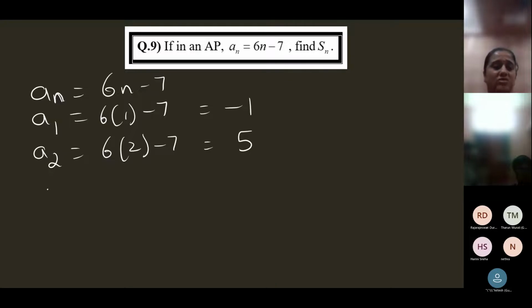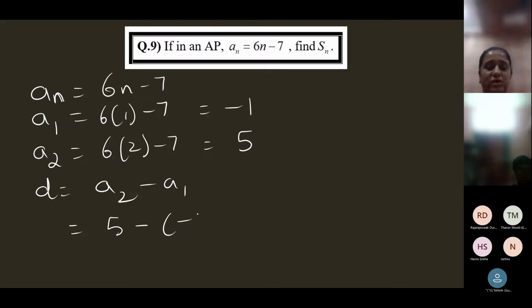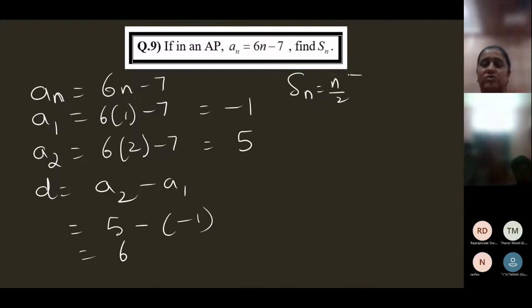This is enough. What is the common difference? A2 minus a1. Second term minus the first term is the common difference. So that is equal to 5 minus minus 1. So 6 is the common difference. Done. So now what is Sn? Sn is equal to, you can use anything. You can use n by 2 of the first term plus the last term. Or you can use n by 2 of 2a plus n minus 1 into d.